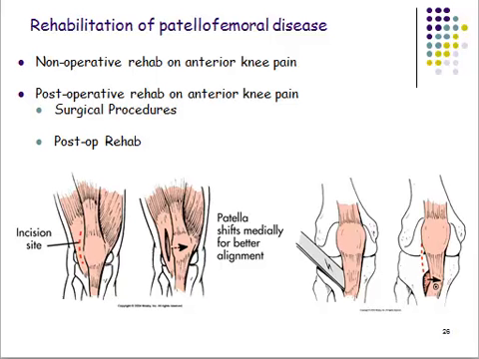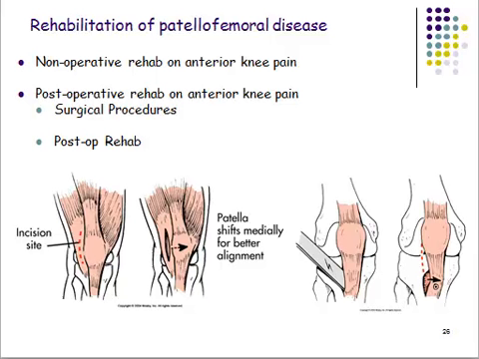Now, as we stated, the VMO is often considered a contributory factor to this problem, so there are some exercises that can target the VMO. These include quad sets with biofeedback, and straight leg raises and short arc quads with 10 to 15 degrees of lateral hip rotation.